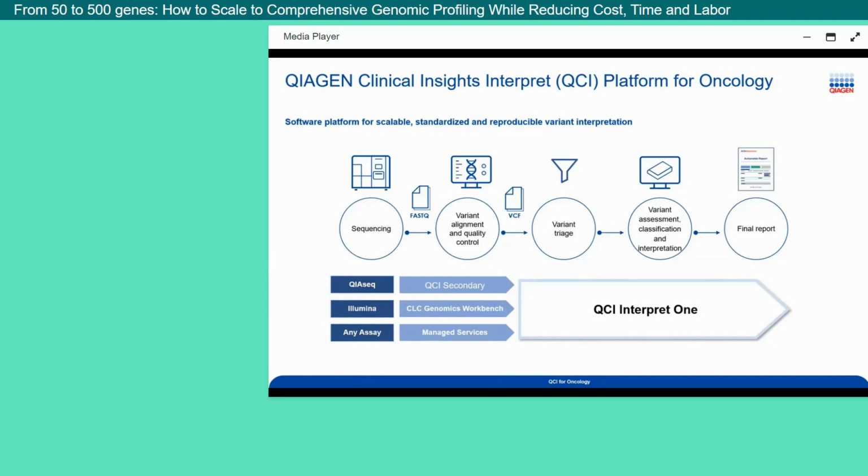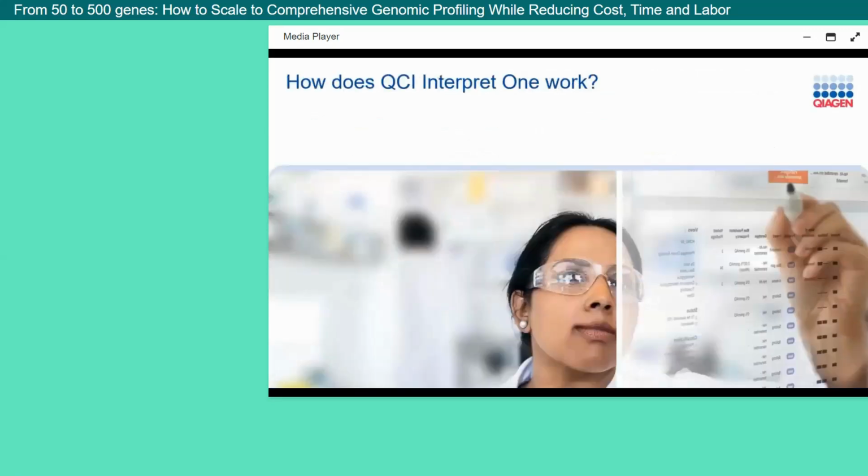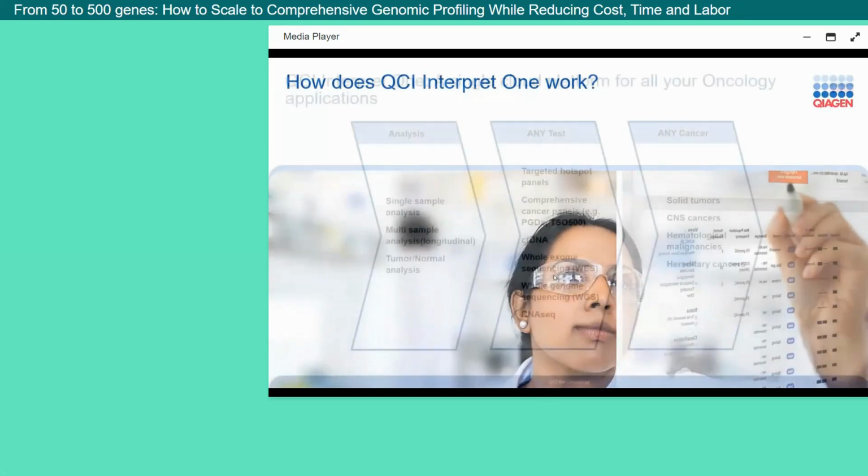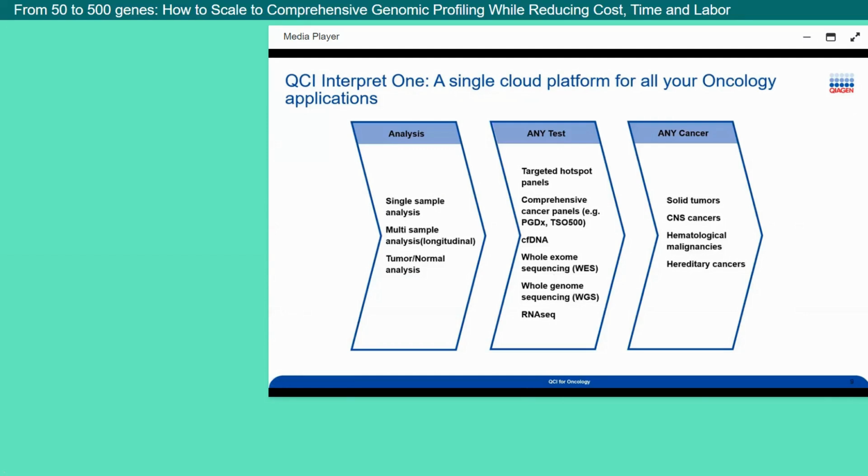But before we do that, I will provide a brief overview of QCI Interpret One. So how does QCI Interpret One work? QCI is a cloud platform that offers flexible analysis of single or multi-samples from any NGS tests, ranging from comprehensive cancer panels, whole exome sequencing, to RNA-seq to deliver interpretation for any cancer type.